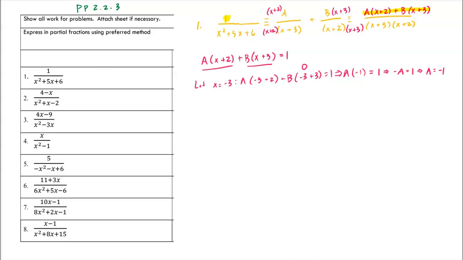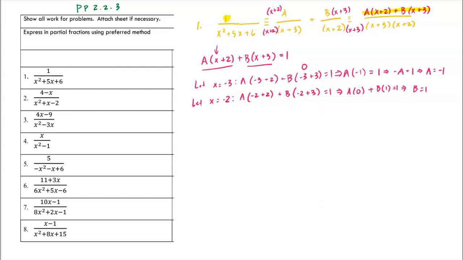Okay, now we have to find what would cancel out the A right here. So that would be let x equal -2. So let's go ahead and substitute that in. A times (-2 plus 2) plus B times (-2 plus 3) equals 1, which implies that A times 0 plus B times 1 equals 1, which implies B equals 1. So we have the answer to A and B.